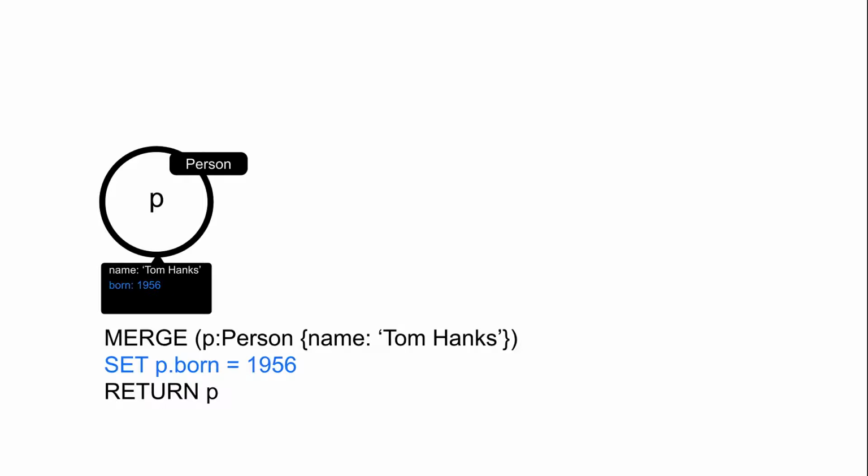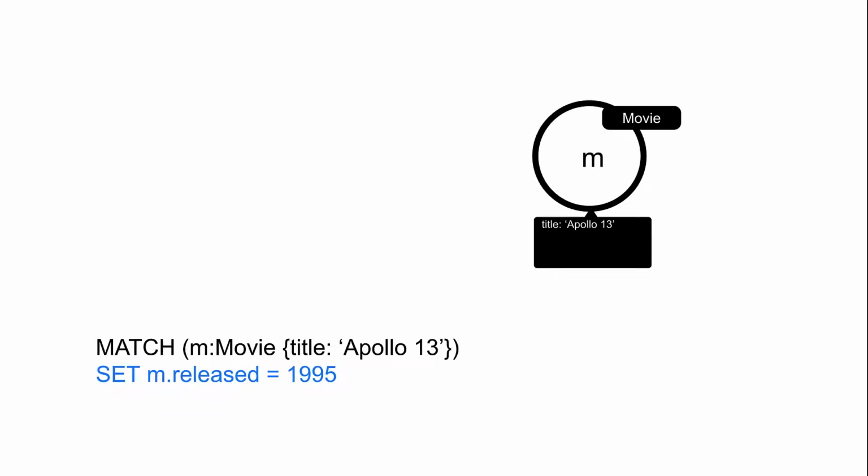Tom Hanks node. Here is another example where we find the movie node for the movie Apollo 13, and we add the released property to the node with a value of 1995. And here is the result.